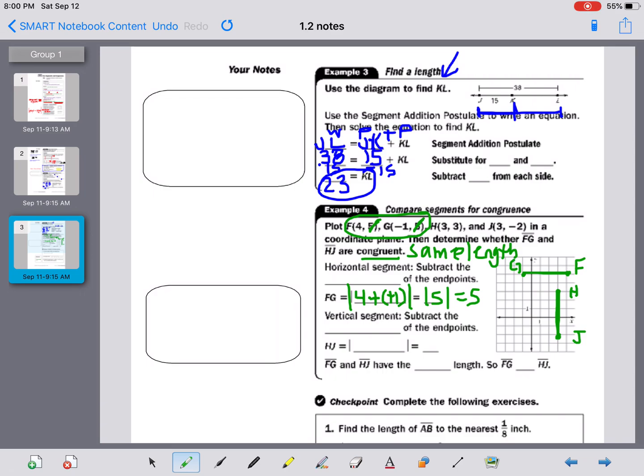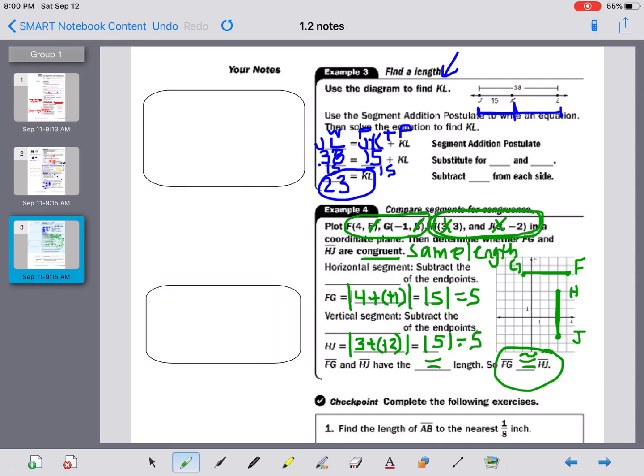Let's check H to J. When I look at HJ, it's a nice vertical line, and I see this matching 3 in the x values. I'm going to ignore that, and I'm going to subtract the other two numbers, 3 minus negative 2. Once again, I get a minus negative, which becomes a plus, and I get the absolute value of 5, which is 5. Do they have the same length? They do. They both have a 5, so they have equal length. Notice these have the bars on them. If the bars are on them, you cannot put an equal sign, but this segment is congruent to this segment. They have the same length.